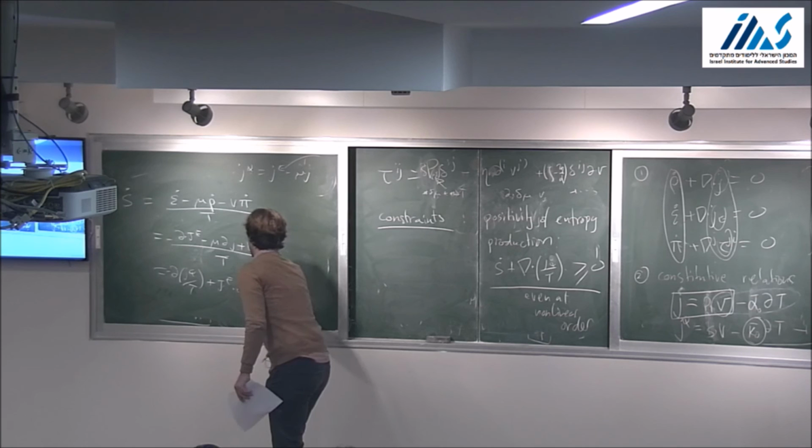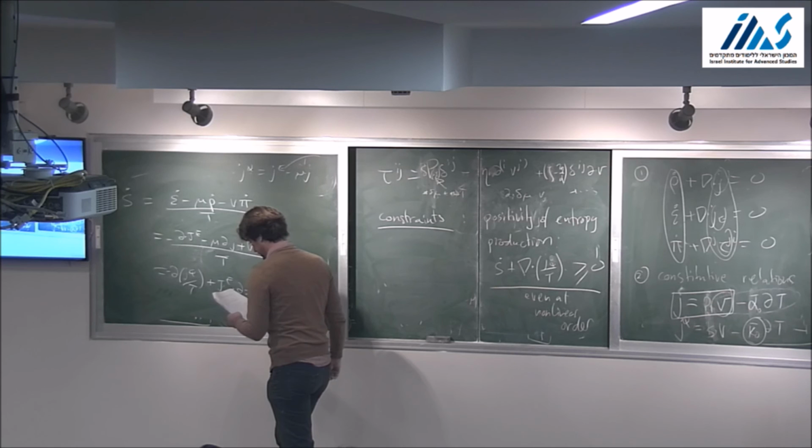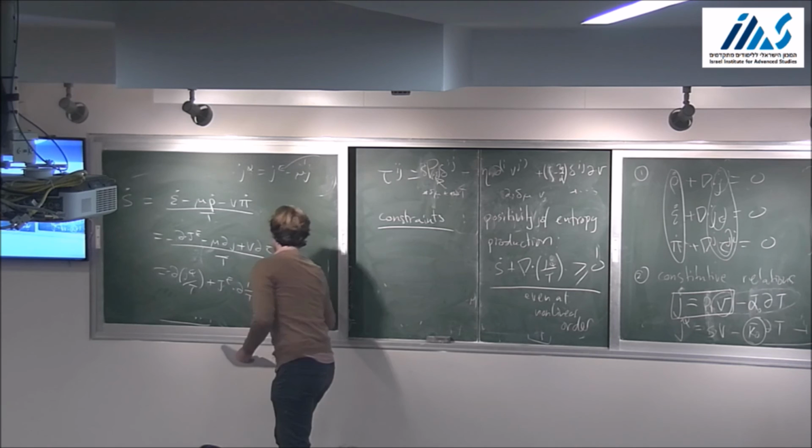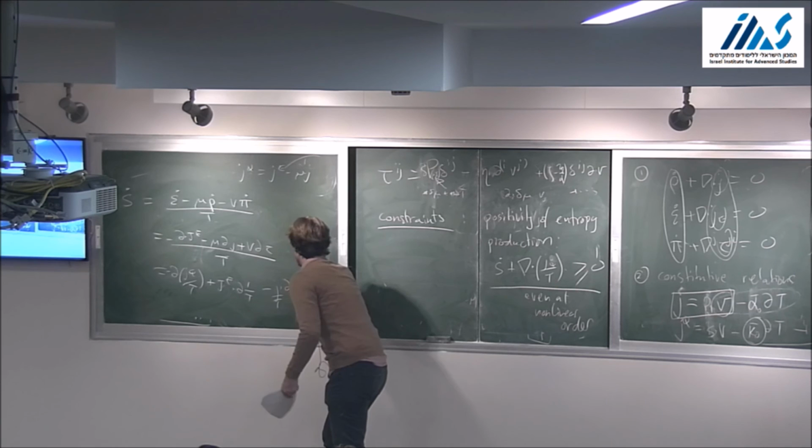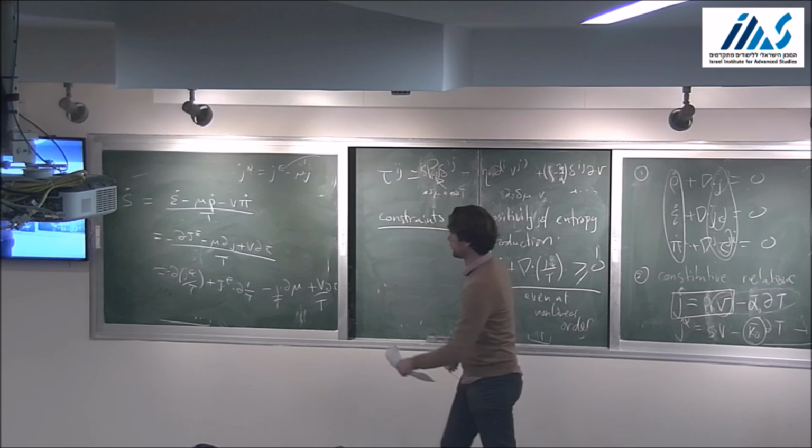the derivative hitting the mu is inside, so there's a minus j, let me get this right, j over t d mu. And then this term doesn't change. This is in the notes, so let's keep this like this. Okay. So this term is good, so we want this term, and we want this term.